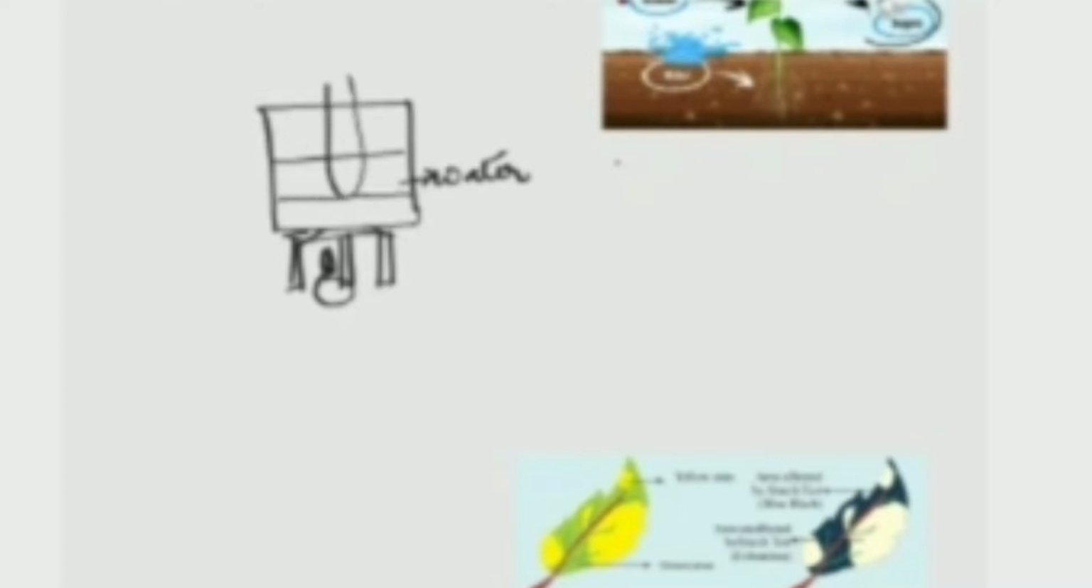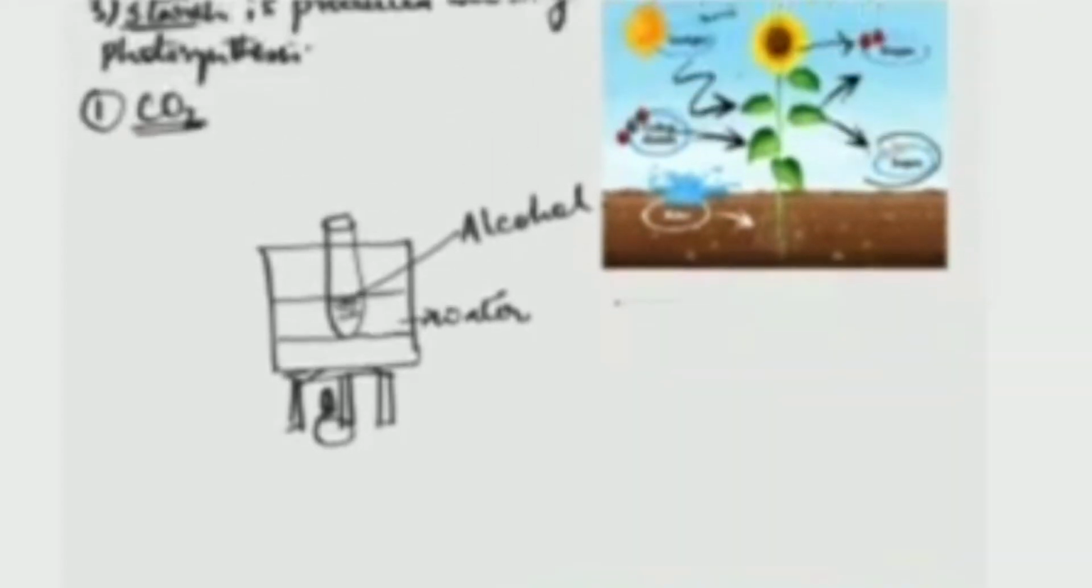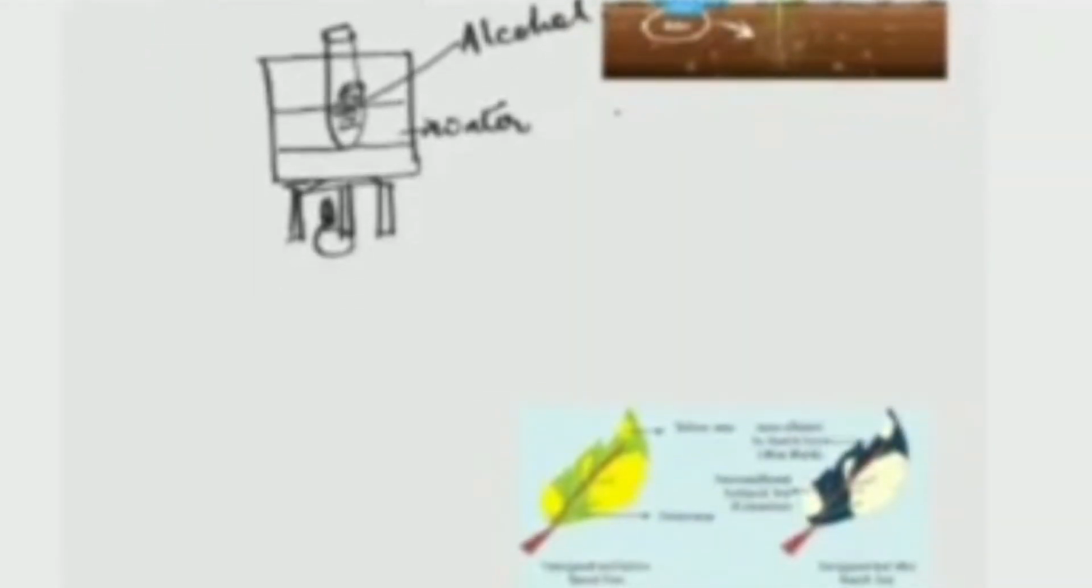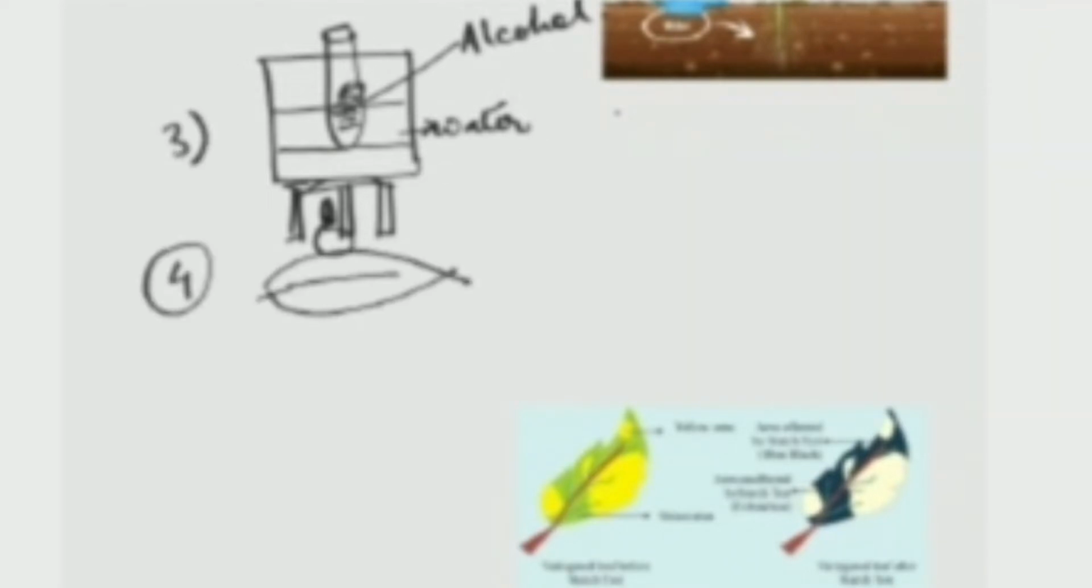And we will place a test tube inside the beaker which has alcohol in it, and inside this alcohol in the test tube we will boil the leaf. Okay, so you just draw a leaf. Here I am drawing, and I am putting this leaf in the alcohol in the test tube so that the chlorophyll present in the leaf will be removed by bleaching. Now why are we using alcohol for boiling? It is because chlorophyll is soluble in alcohol but not soluble in water.